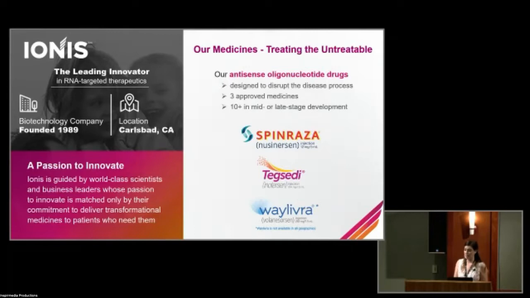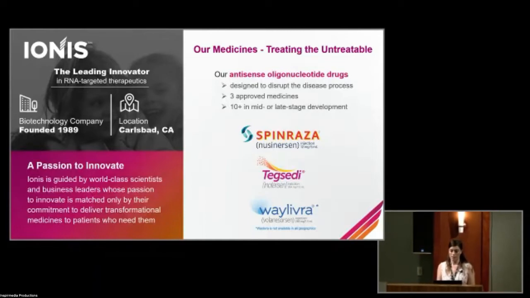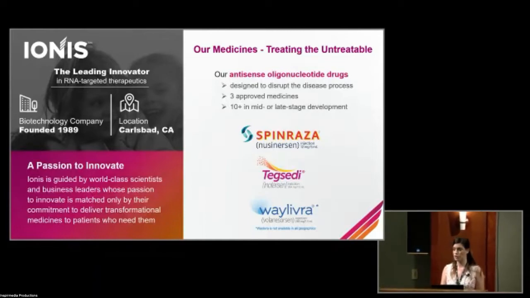So Ionis was founded in 1989. It was originally called Isis Pharmaceuticals, and as you can imagine, we changed our name. We're located in Carlsbad in sunny California. We're the leading innovator of RNA-targeted therapeutics, which I'll talk to you about a little bit more in a moment. Ionis is made up of world-class scientists and leaders, and we have a passion to deliver transformational medicines to patients who need them. Ionis is largely focused on the research and the development of antisense medicines, which are designed to disrupt the disease progress. We have a number of different drug programs in development, and examples of approved medicines include Spinraza or nusinersen for SMA, and also Tegsedi and Waylivra for two other rare indications.